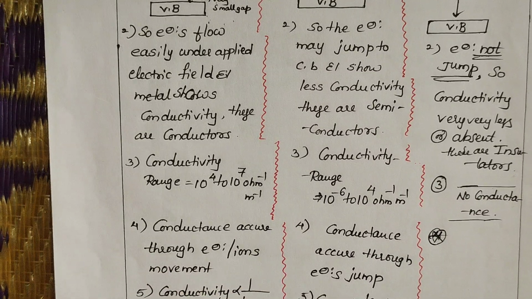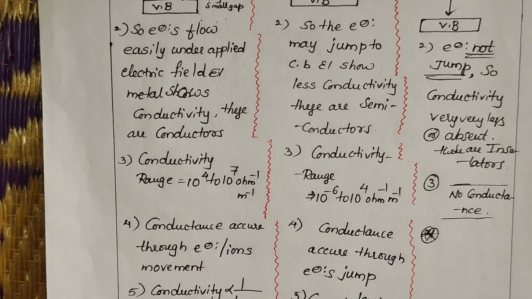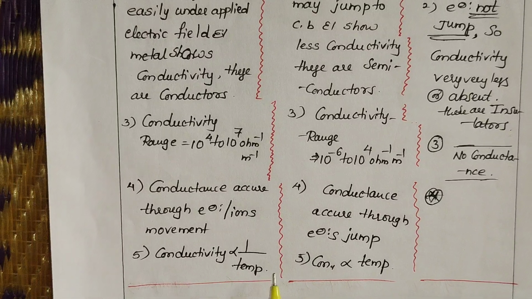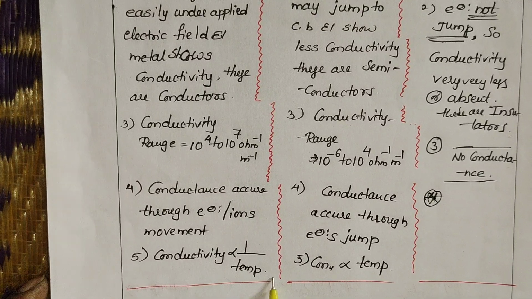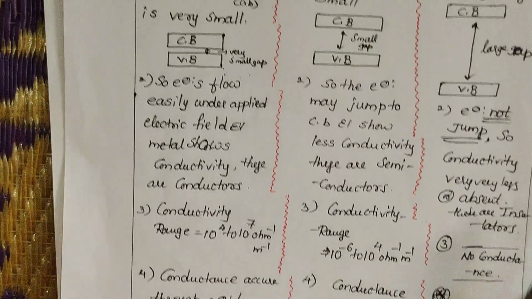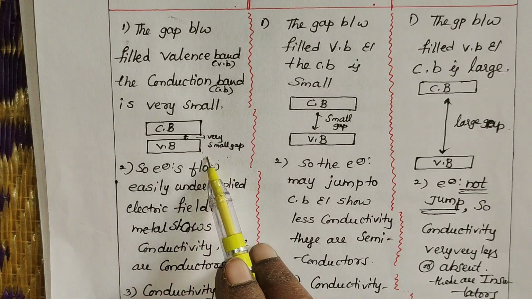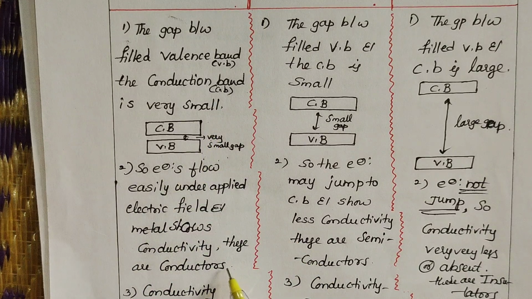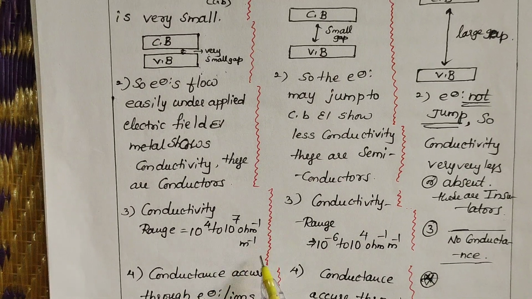Next, the conductivity and temperature relationship is inversely proportional, beta. When we increase the temperature, conductivity decreases, or when we decrease the temperature, conductivity increases. Simple, beta. In between these 2 bands there is a very small gap. Due to that reason electrons easily flow, that is why conductivity is more. How much conductivity? 10 power 4 to 10 power 7 ohm inverse meter inverse.